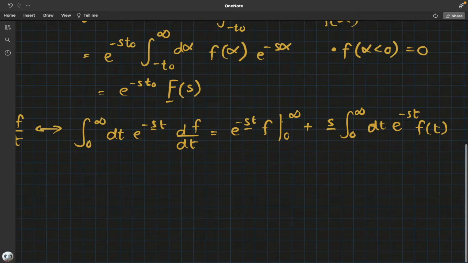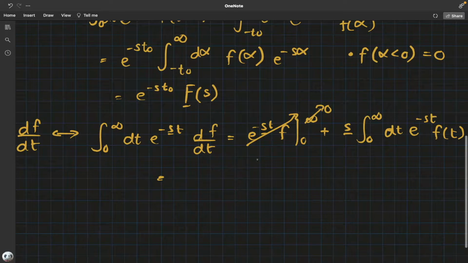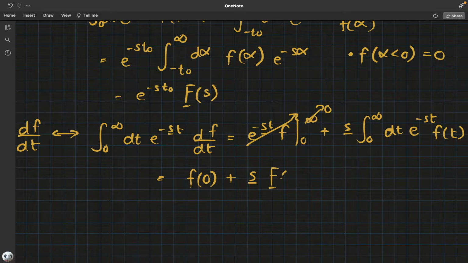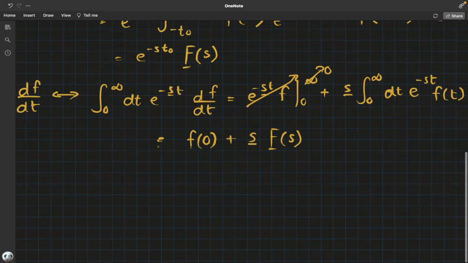Now one thing to note is that this guy will decay to 0 at infinity. At 0, the exponential is 1, but we still have an f of 0 that we aren't guaranteed will go to 0. The infinity bit went to 0 because f cannot grow more than this exponential bit, otherwise the Laplace transform does not exist. And then this is just the Laplace transform of f. So this is the formula.